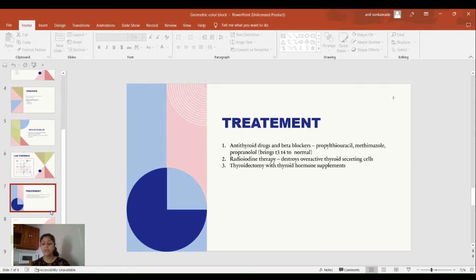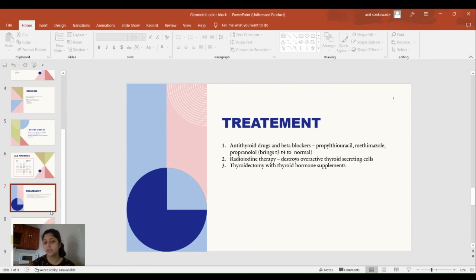Finally, we have our treatment. How are you going to treat this disease? You have antithyroid drugs and beta blockers. You can use propylthiouracil, which inhibits the enzyme that creates T3 and T4. Then you have methimazole and propranolol, which is a beta blocker that can help with hyperthyroidism and with symptoms like increased heart rate. It also brings T3 and T4 to normal. That's what antithyroid drugs do.